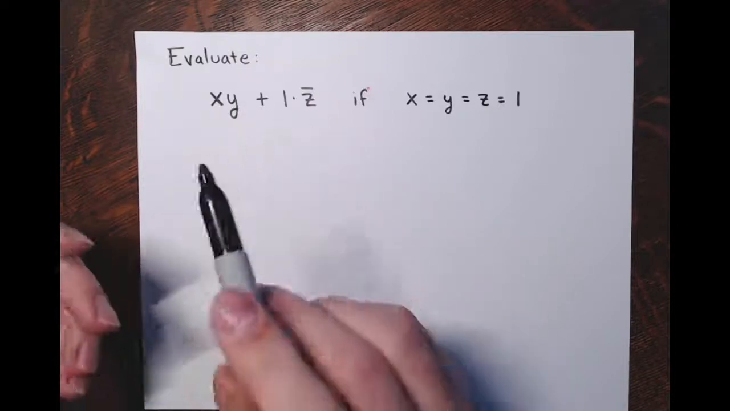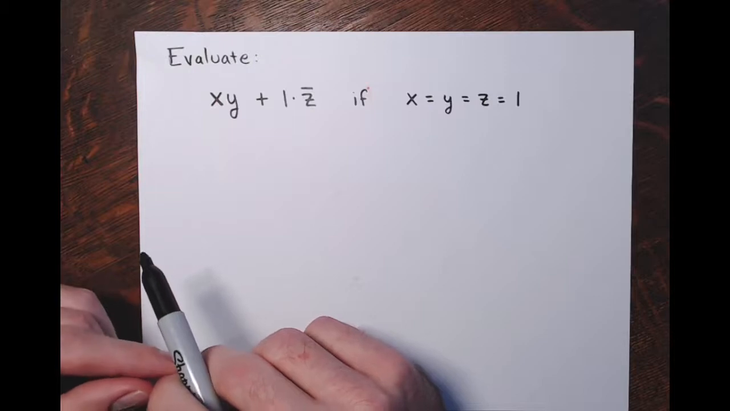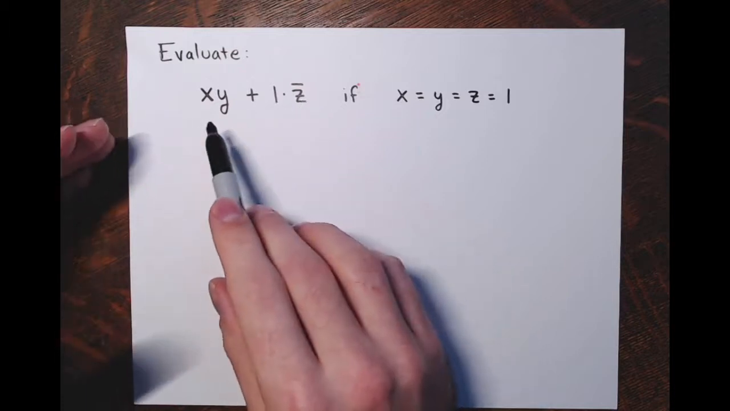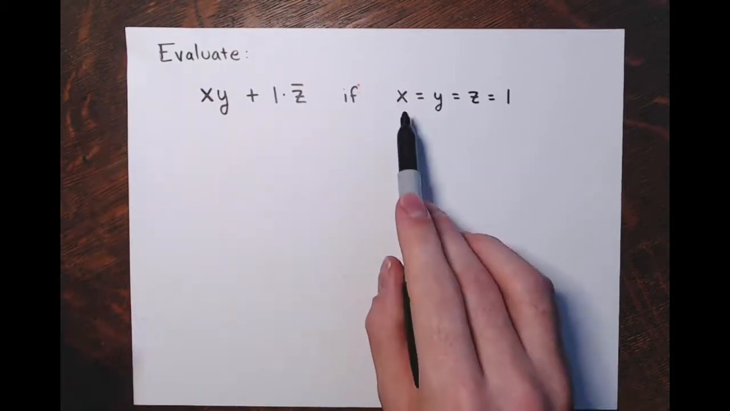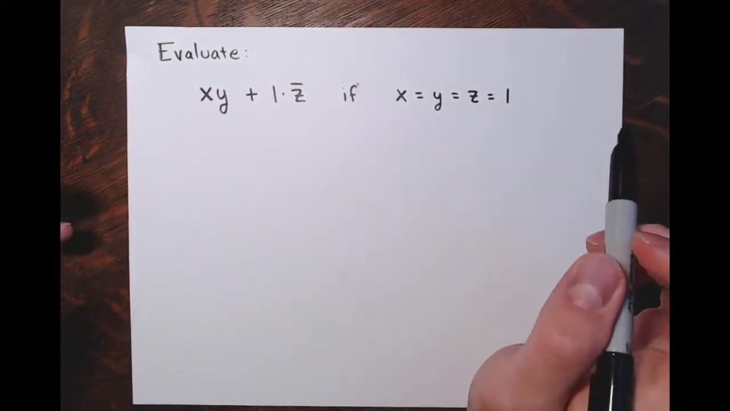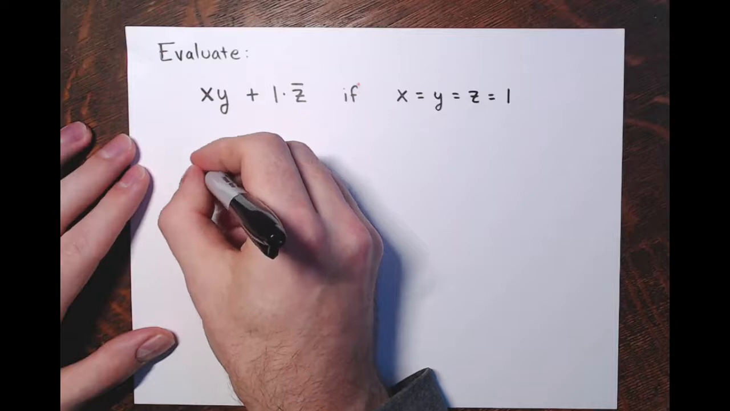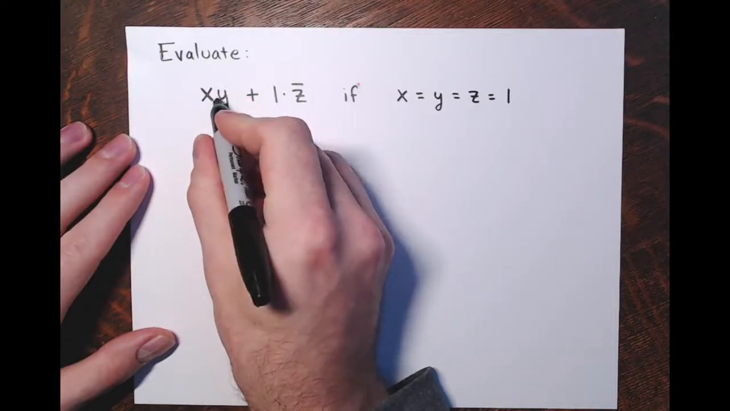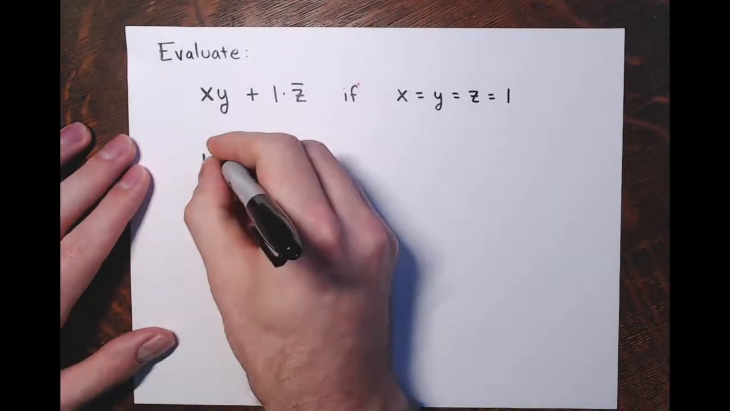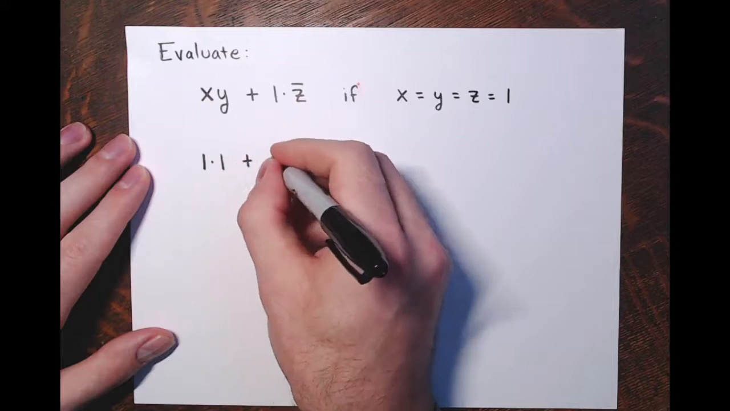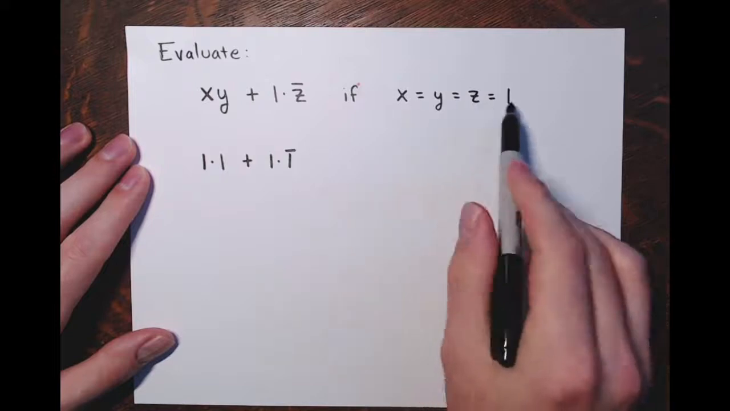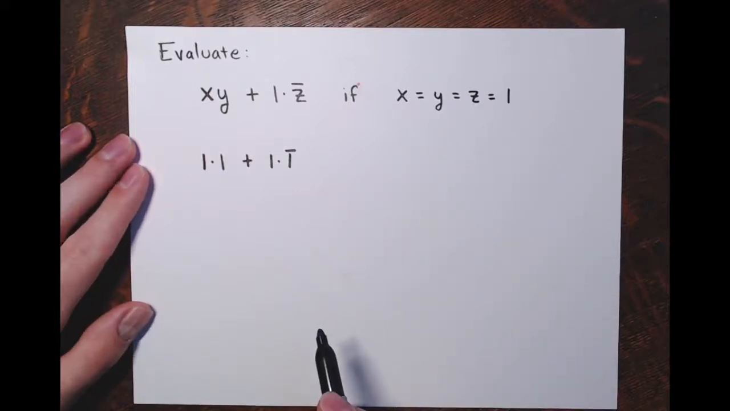Now it's just like any other function, any other expression. I'm asked to find the value of this expression if x and y and z all have the value of 1. So I just substitute those. If they're next to each other, touching, that's multiplication, just like in algebra class. So I have 1 times 1 plus 1 times the complement of 1, just replacing the x and y and z with the number 1.